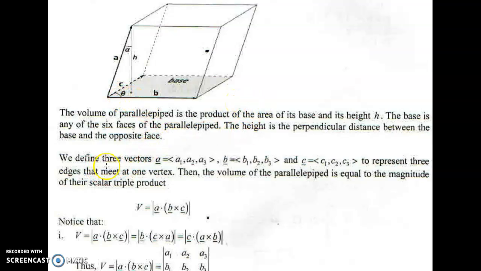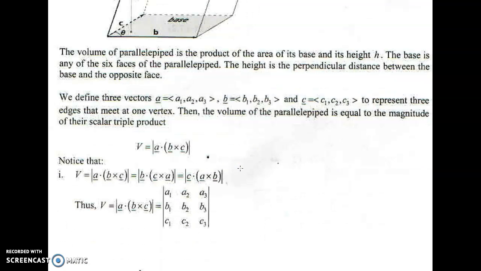So we define 3 vectors A, B, and C, and of course, because it is 3-dimensional, we have 3 components X, Y, and Z here. The volume is equal to the magnitude of their scalar triple product. So this is the magnitude, and this is the formula inside, where you see we have a cross product, and then also a dot product.